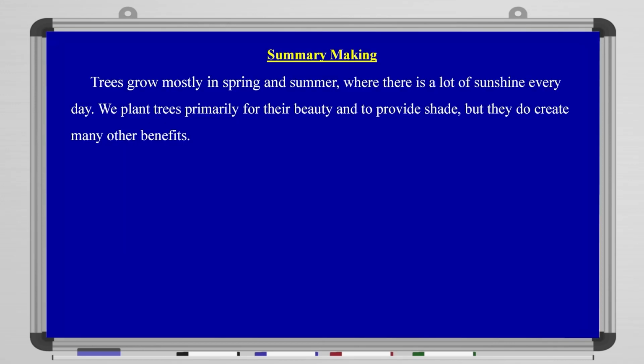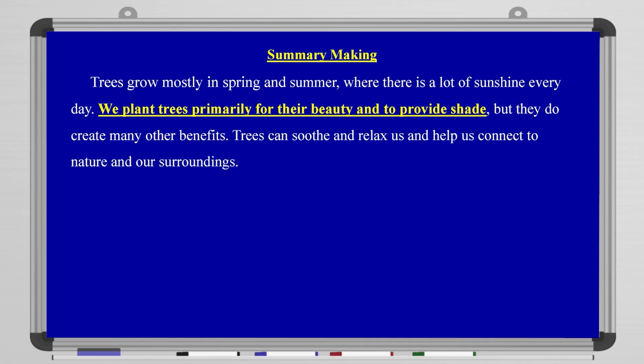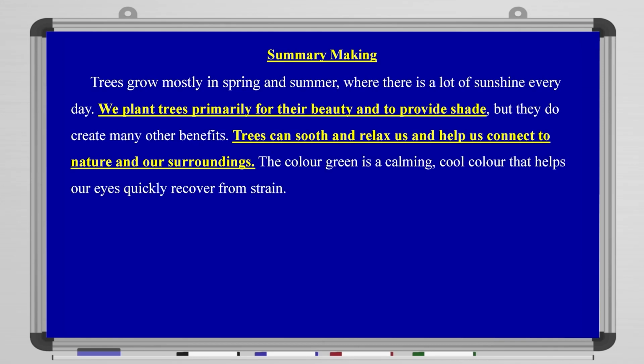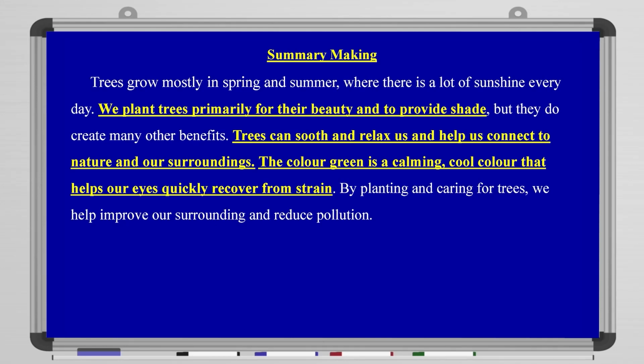Trees grow mostly in spring and summer, where there is a lot of sunshine every day. We plant trees primarily for their beauty and to provide shade, but they do create many other benefits. If we look at the second sentence, I think we found an answer here, right? It's a benefit. So let's underline it. Trees can soothe and relax us and help us connect to nature and our surroundings. This also looks like a benefit, so let's make sure we underline that one as well. The color green is a calming, cool color that helps our eyes quickly recover from strain. Again, this is also an advantage, so let's underline that one as well. By planting and caring for trees, we help improve our surrounding and reduce pollution.